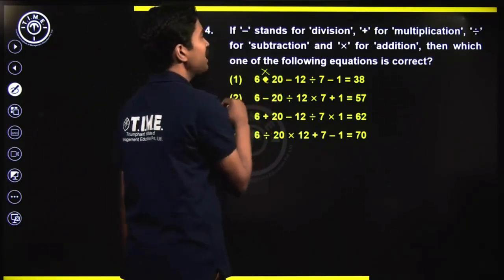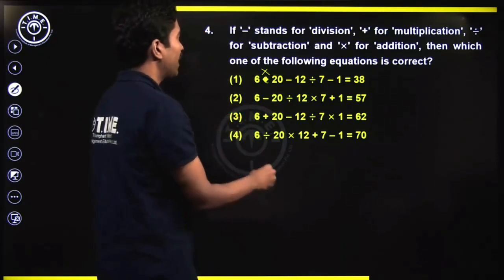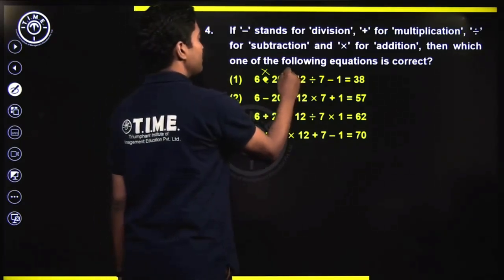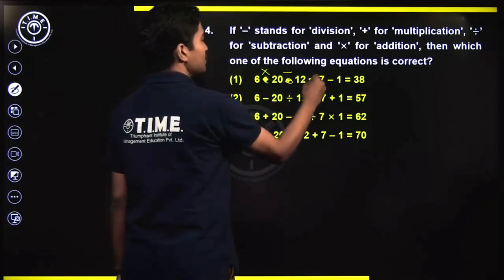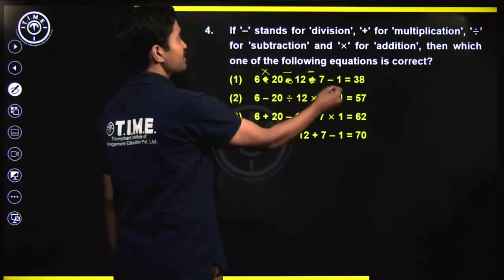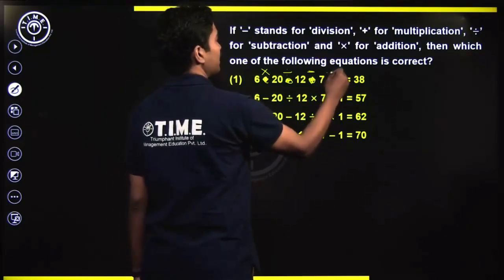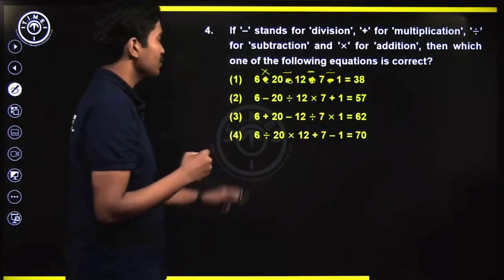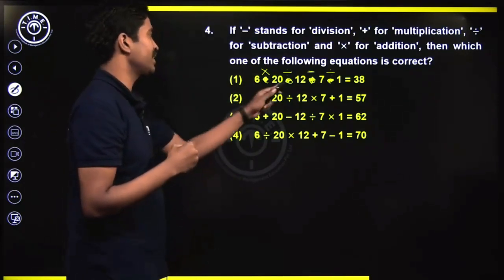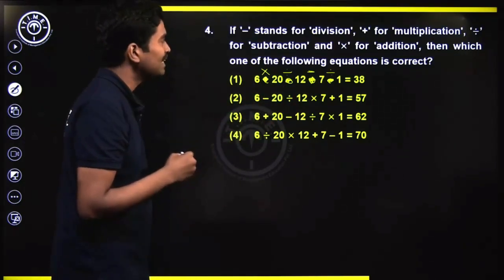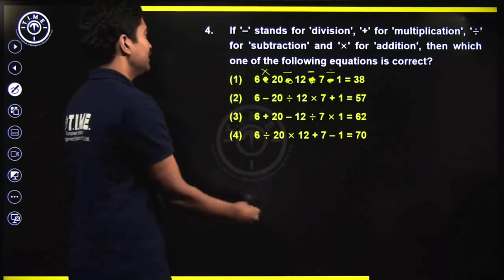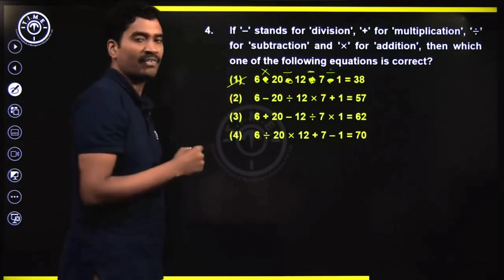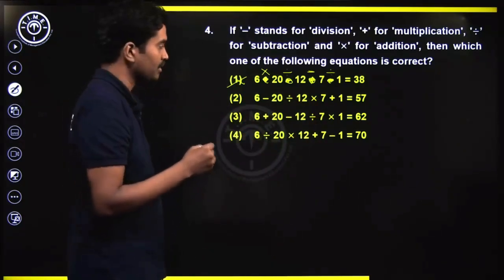This plus stands for into, and this minus stands for division, this divided by stands for subtraction, and this minus stands for, once again, division. So 6 into 20 is 120, 120 divided by 12 is 10, 10 minus 7 divided by 1 is 7, 10 minus 7 is 3. That's not 38, so we need to find which one satisfies the right hand side.